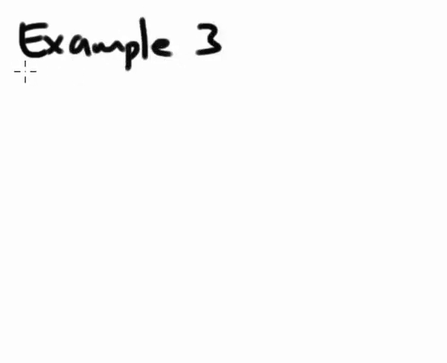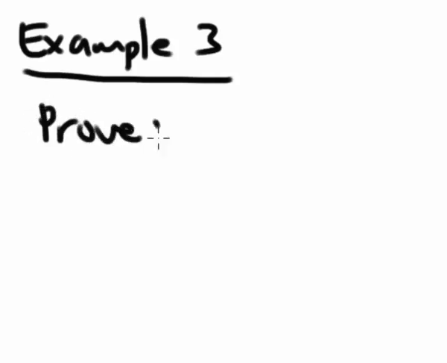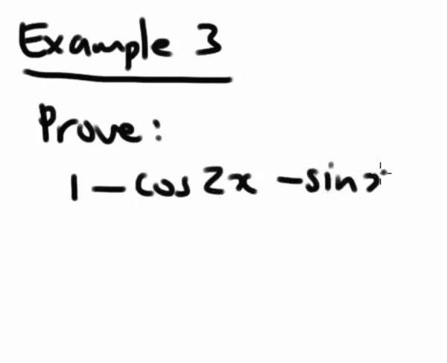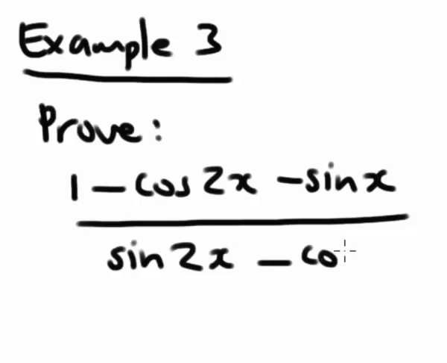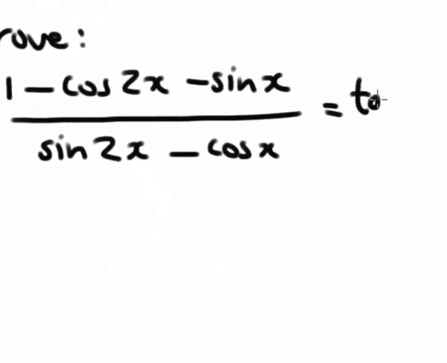Okay, let's have a look at another example quickly, guys. Identities. So this would be a third example. And they often ask this, linking to compound and double angles. You've got to prove, now watch this, that 1 minus cos 2x minus sine x, divided by the sine of 2x minus cos x, equals the tan of x.